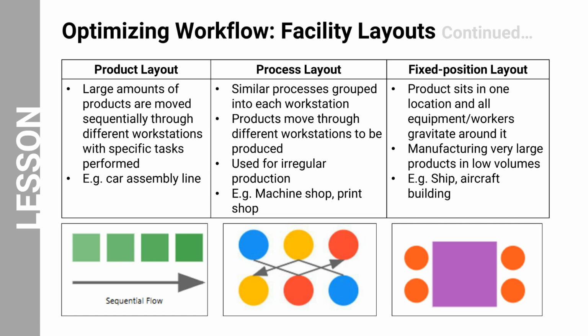A fixed position layout is used for manufacturing very large products in low volumes, such as ships. This is the only type of layout in which the product sits in one location from the early stages to completion, and all the equipment and workers gravitate around it as needed.